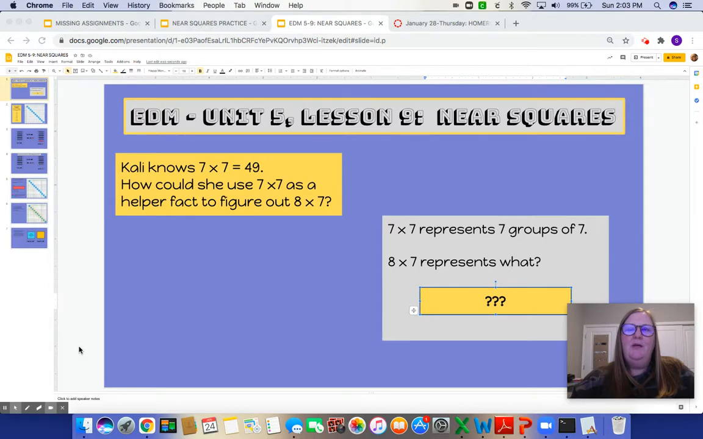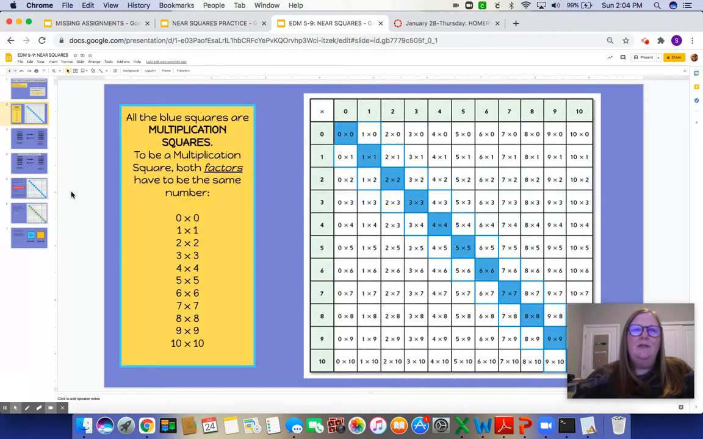Today we're working on Unit 5, Lesson 9, which is on near squares. Before we start talking about near squares, I'd like to go back and talk about what a multiplication square is. And so we're going to look at this next slide.